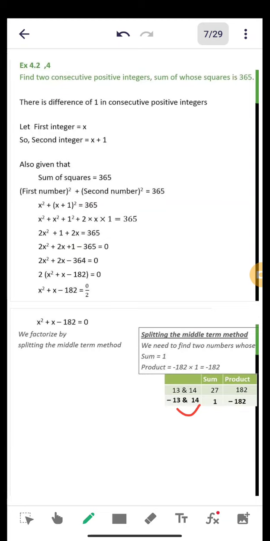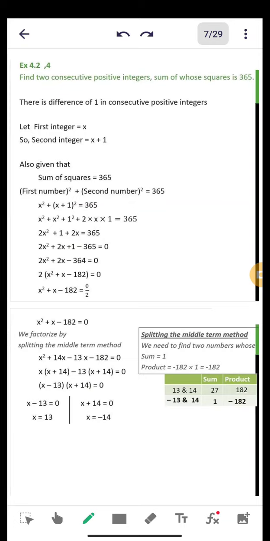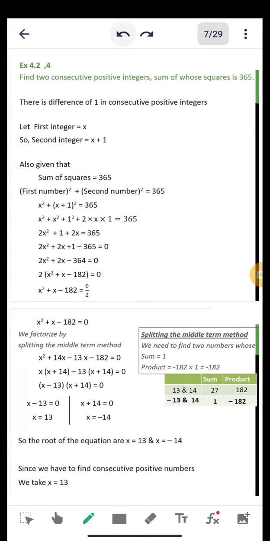Minus 13 and plus 14. Minus 13 plus 14 is 1, and minus 13 into 14 is minus 182. Taking these two factors, in place of x I can write 14x minus 13x. Then again we follow the same procedure, taking common, and we get the values of x as 13 and minus 14. So the roots of the equation are 13 and minus 14.